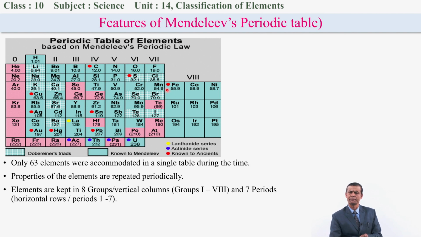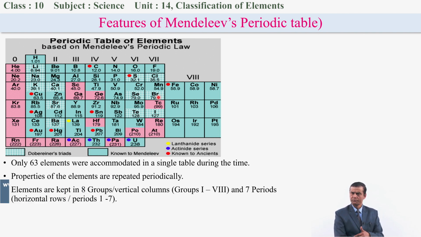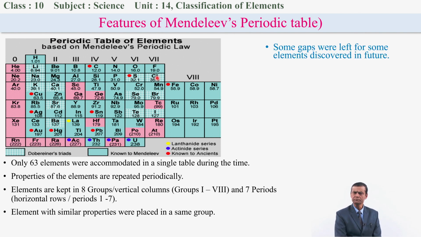Suppose in group 7, fluorine, chlorine, bromine have similar characteristics. They all have valency 1. They are non-metals. They are highly reactive non-metals. Yes, this is the basic foundation, the fundamental features of the periodic table. And elements with similar properties were placed in the same group in Mendeleev's periodic table.